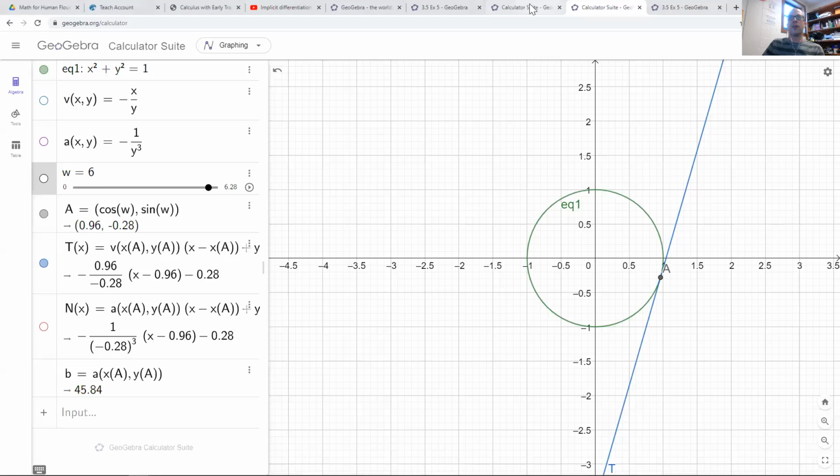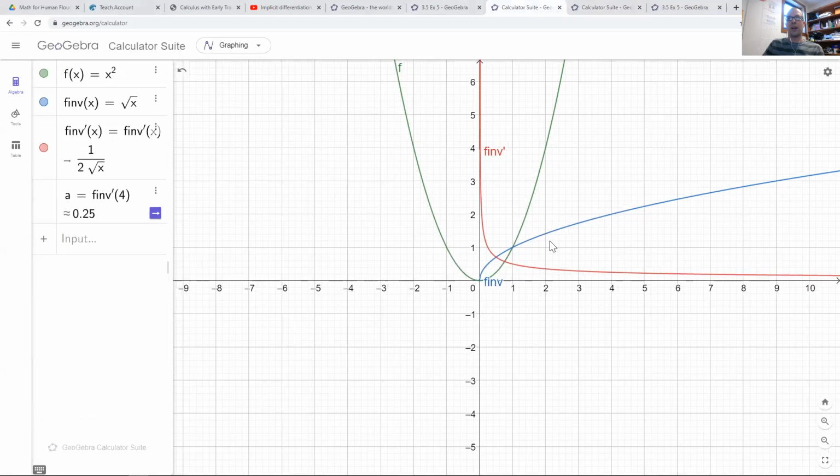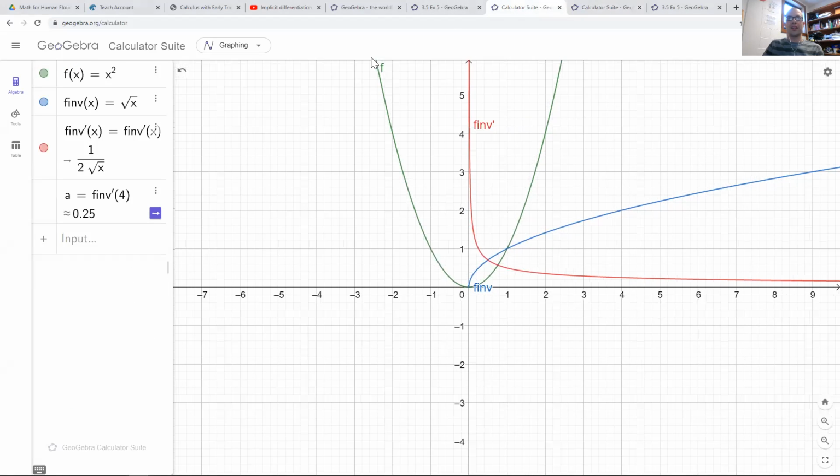I think I made a thing on GeoGebra. We can just look at this real quick. F is x squared. F inverse is the square root of x. And then the derivative of the square root of x is right here. And so, yes, we could make a tangent line right there.